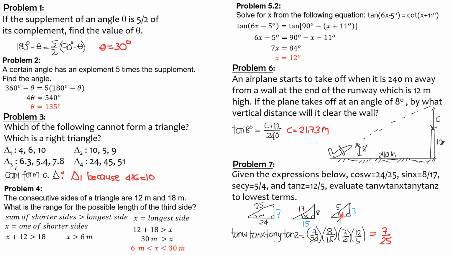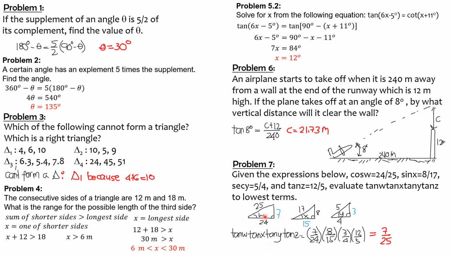This is the angle y. Secant of y is hypotenuse over adjacent side 4, so opposite is 3. Then tangent of z is 12 over 5. And because this is tangent of z, we don't draw a right triangle anymore. So tangent w times tangent x times tangent y times tangent z.